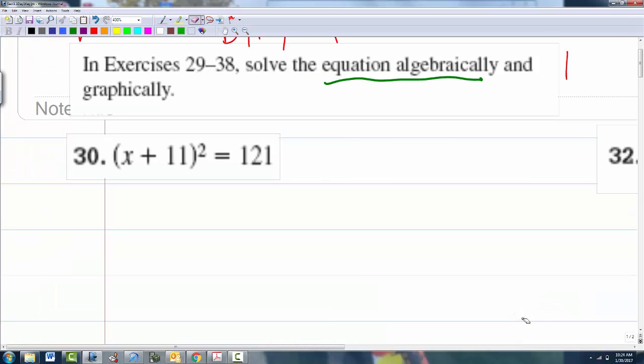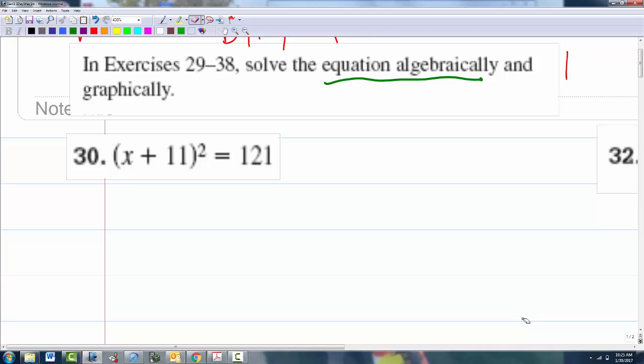Okay, so notice the directions. It says solve the equation algebraically. Then what does it say next? And graphically. Let's get this out right now. The graphically is for you to get practice. And do you have to do it on every single one? It's up to you how you want to do it.